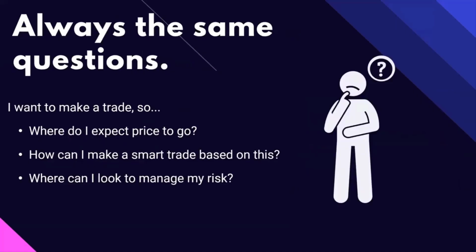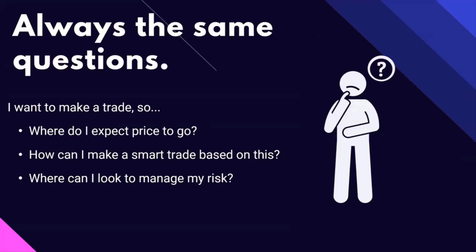So whenever you look at a chart, for example, if you wanted to trade NASDAQ futures right now, you're basically always answering some form of the same questions. So you want to make a trade. And number one, you're going to ask, where do I expect price to go? Because if you have no expectation of where price is going to go, why are you making a trade in the first place? You would just be gambling.